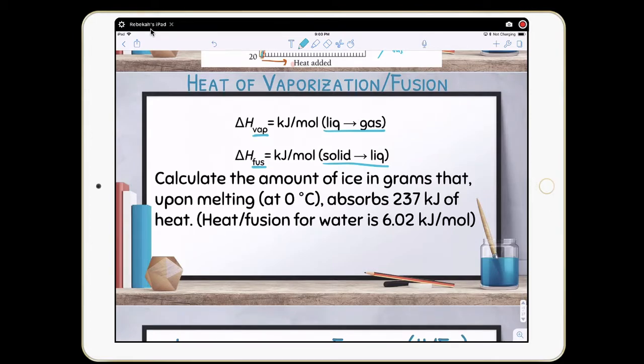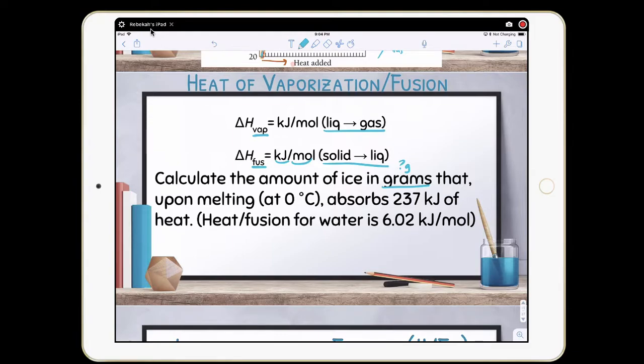So I can use this. Look at this beautiful unit, kilojoules per mole. You know what that means. That means we're dealing with a conversion factor, my favorite thing. So we can use this. Look at this question. Calculate the amount of ice in grams that upon melting at 0 degrees C absorbs 237 kilojoules of heat. The heat of fusion for water is 6.02 kilojoules per mole. I want grams.